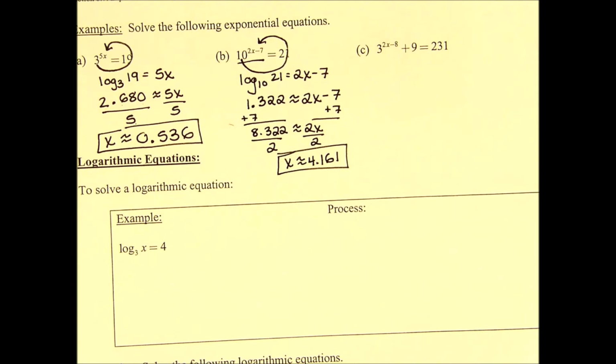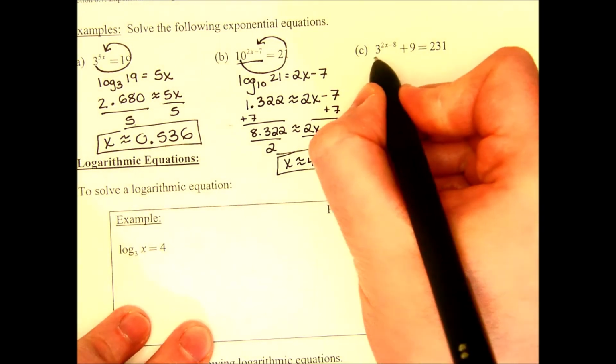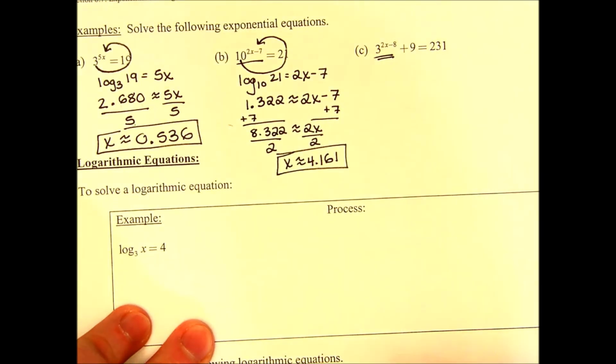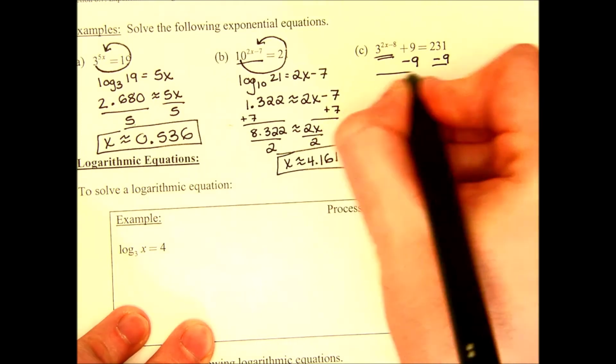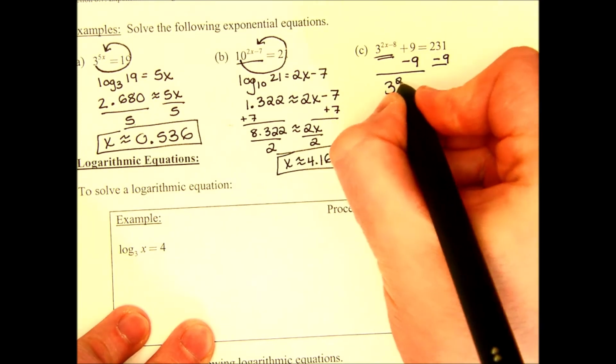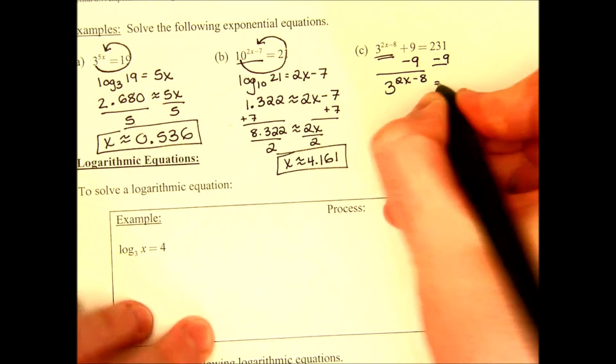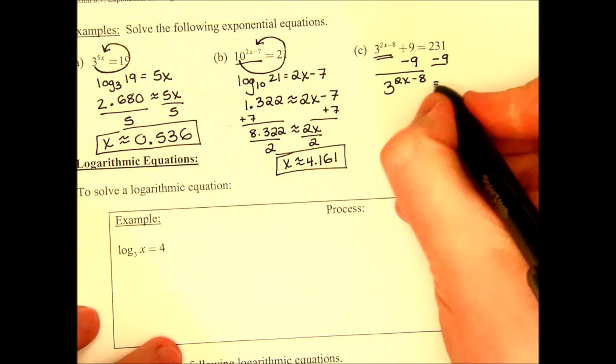In letter C, I can't go into log form right away. I first need to get this exponential piece by itself. Well, that's pretty easy. All we're going to do is subtract 9 from both sides. Minus 9, you've got 3 raised to the 2x minus 8 equals 222.